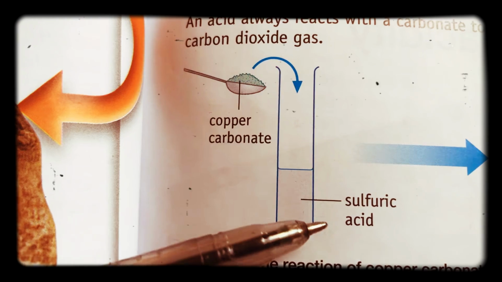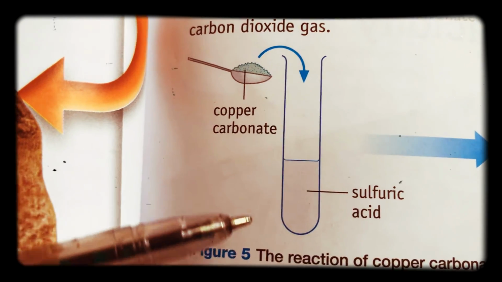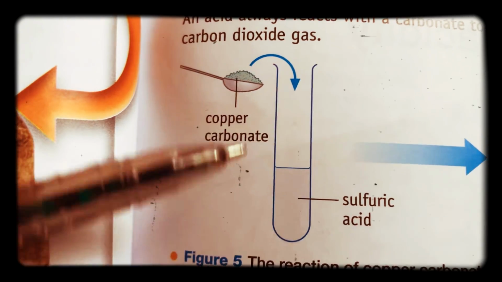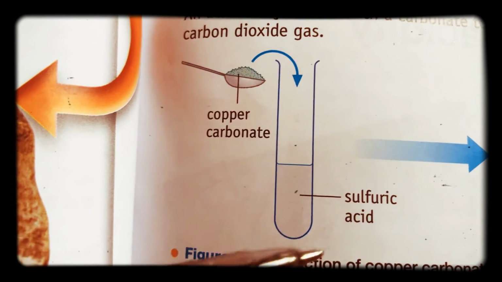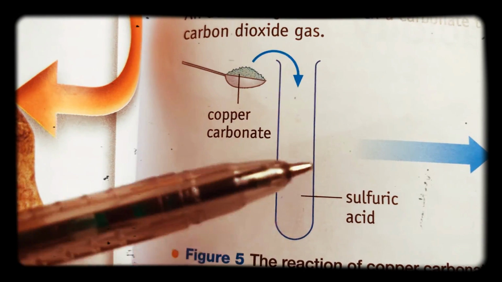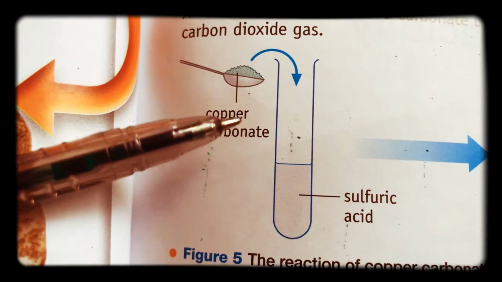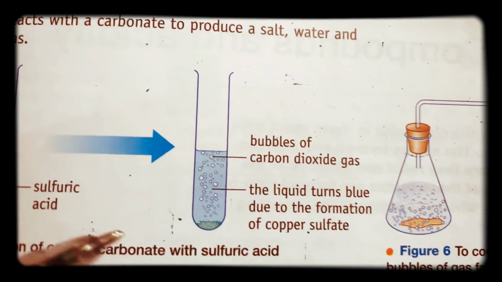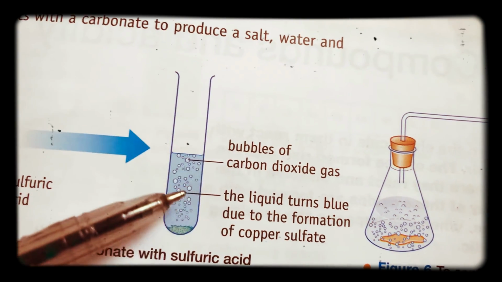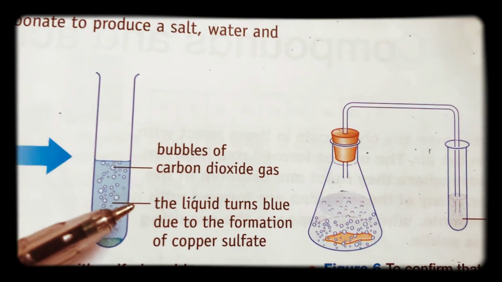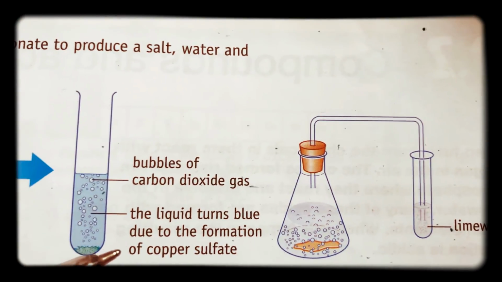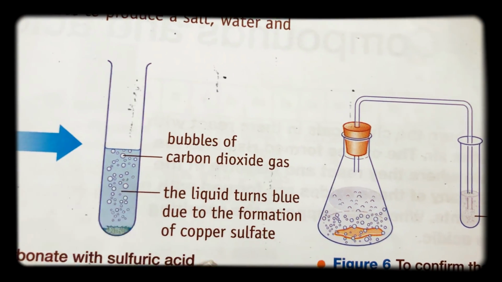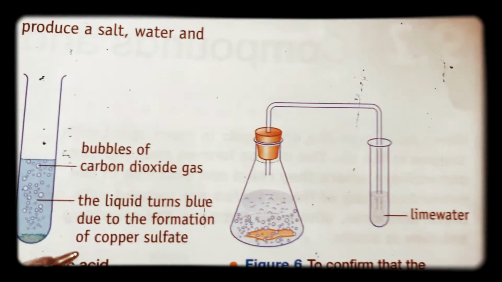And the final thing is that the sulfuric acid is a source of hydrogen. It's a source of hydrogen, positive hydrogen ions. So that hydrogen will combine with some of the oxygen in the carbonate, and that will form water, H2O. Here we go. Bubbles of carbon dioxide gas, that's the sign of a chemical reaction that's taking place. The liquid turns blue because you actually have copper sulfate formed. You can't see the sulfate, but you can see the copper ions in there.